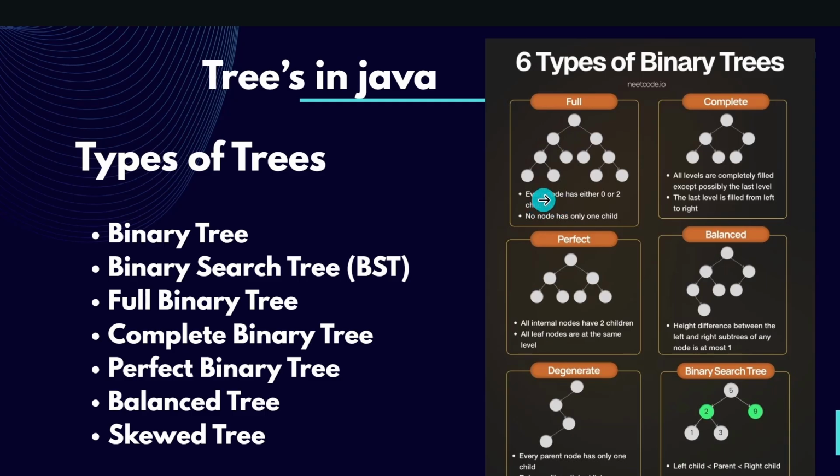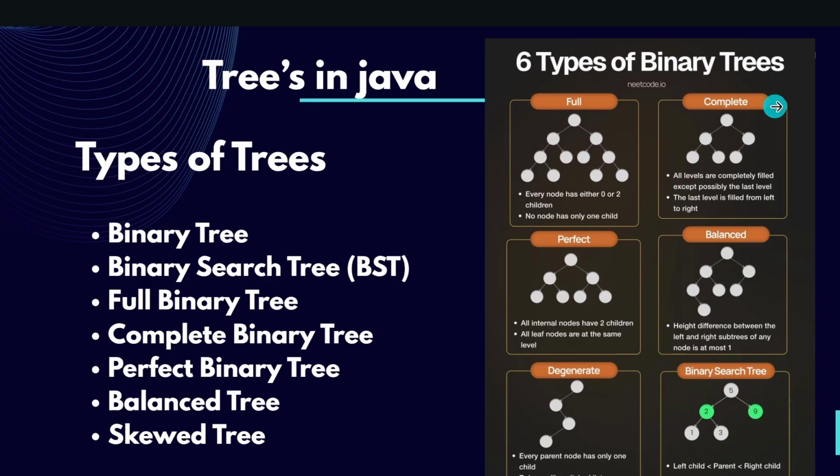You can say that every node has either 0 or 2 children, or you can say no node has only 1 child. That is known as a full binary tree. So you can see that every node has 0 or 2 children. You can see this parent has 2 children. This parent has 2 children. This one has 0 children. You can see it is following this rule. And these children have 0 children, so this is accepted. This node has 2 children or no children.